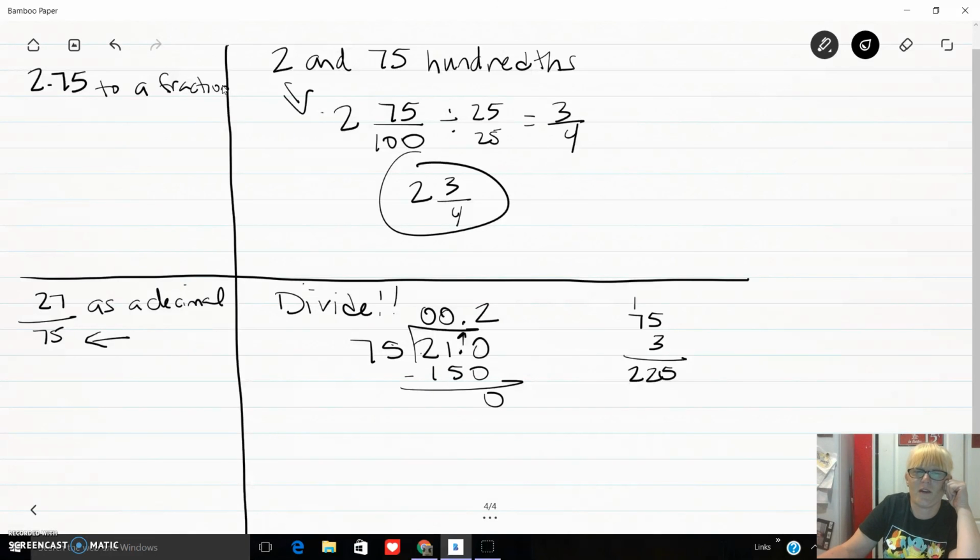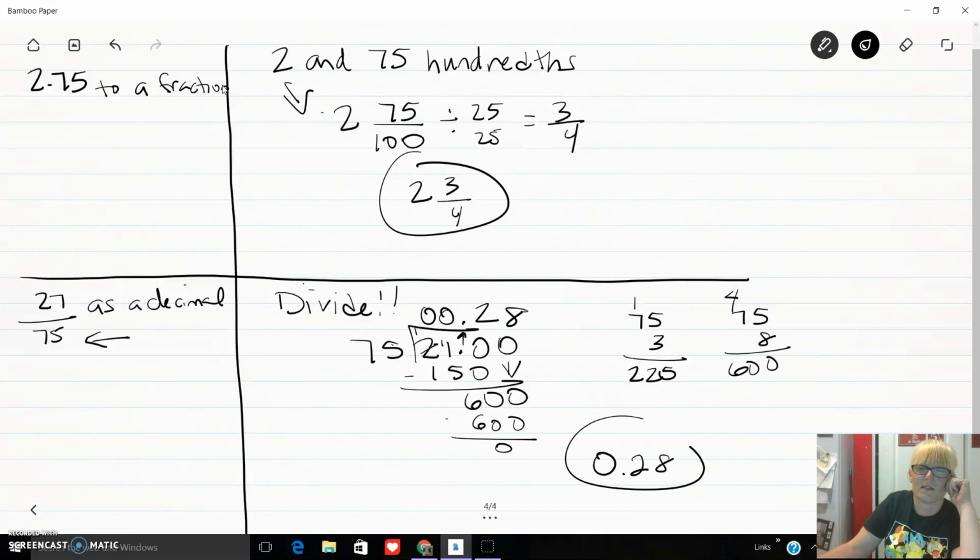Okay, 0 minus 5, can't do it, so I'm going to borrow. 10 minus 5 is 5, 6 minus... I'm going to bring down my 0. 75 plus 75 is 150. Let's go 75 times 8. 8 times 5 is 40. 8 times 7 is 56. 57, 58, 59, 60. Oh, I have exactly 600. 600 minus 600 is 0. So my answer is 0.28. Not super hard.